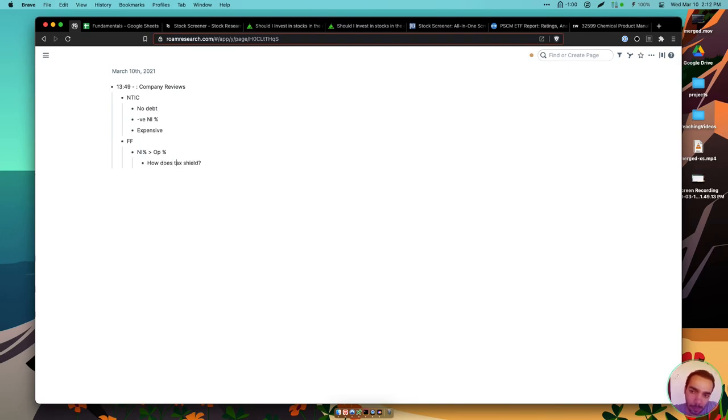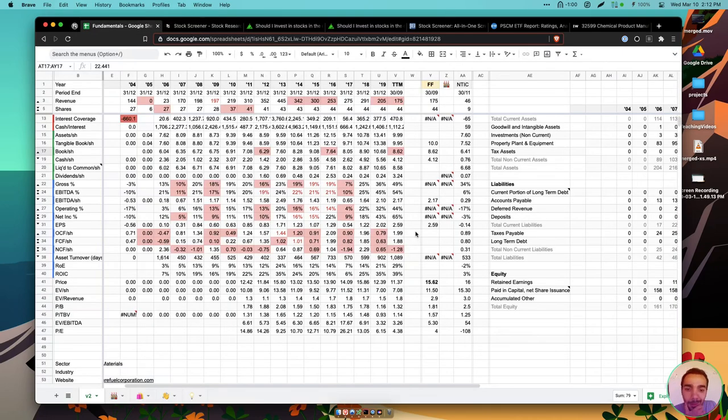How does tax shield work? Yeah, I'm going to look into that to understand how that's even possible, because this seems super strange to me. Usually they just trickle down. You have a funnel and numbers keep getting smaller. When you see a number larger than the number above it, it makes me pause. Anyway, net income margin of 65% is definitely not sustainable, even on declining margin, especially on declining revenue.